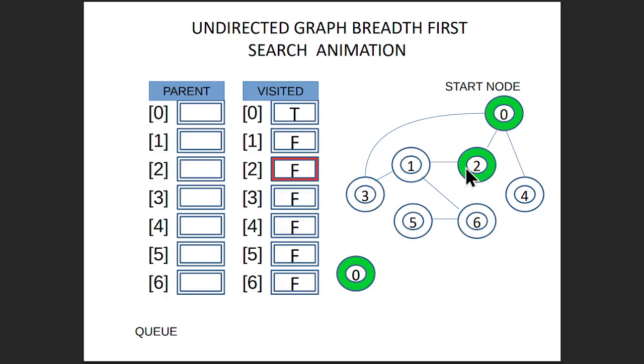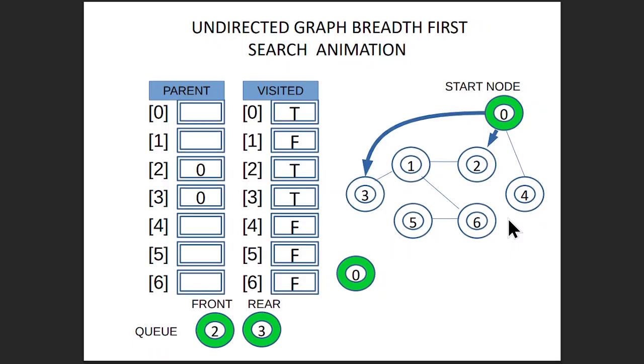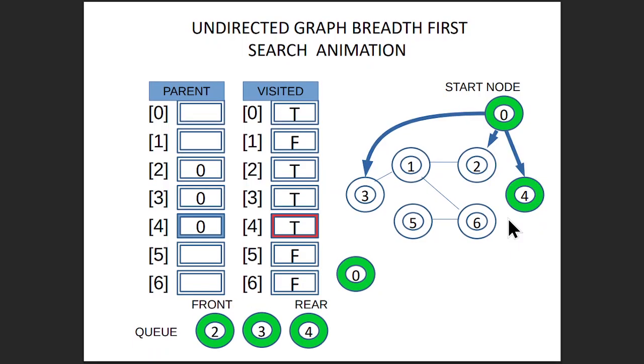So here we have 2, 3, and 4 as the adjacent vertices to 0. And all of them have not been visited. So we push 2, 3, and 4 into the queue. So first we push 2, then we push 3, then we push 4. And we set them as visited. So we made them true. Okay.